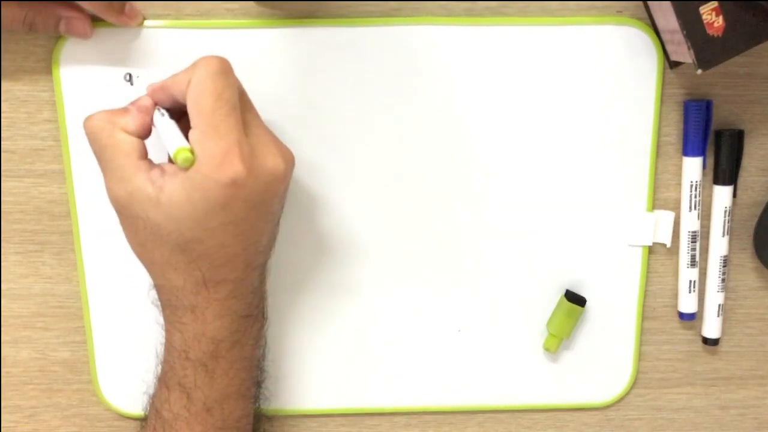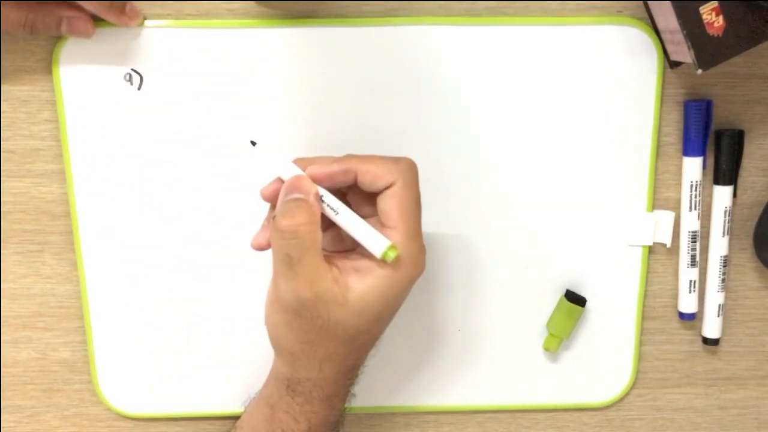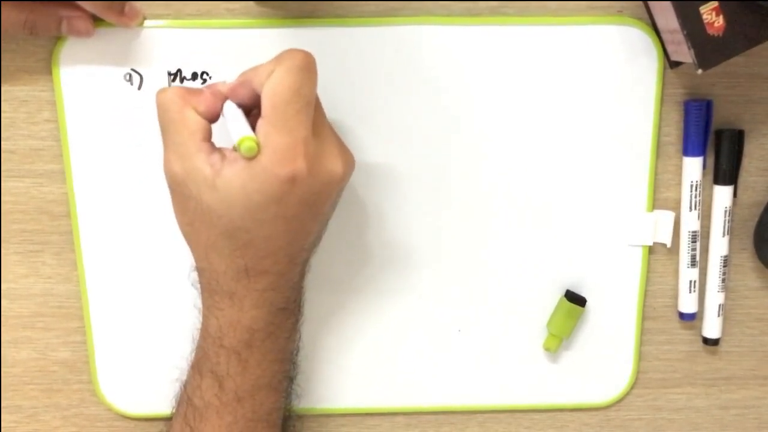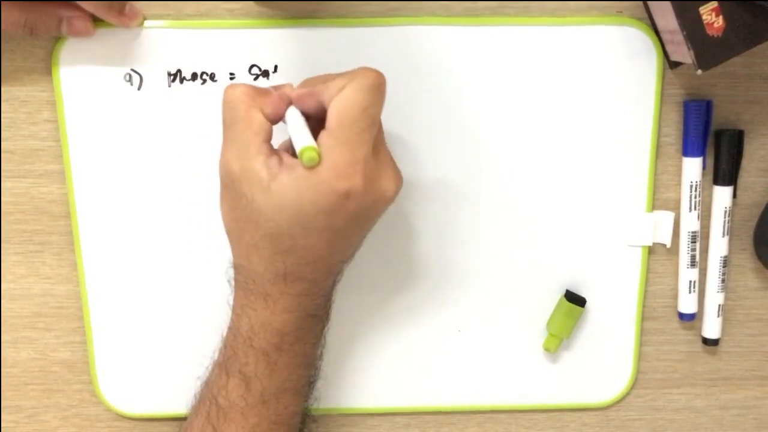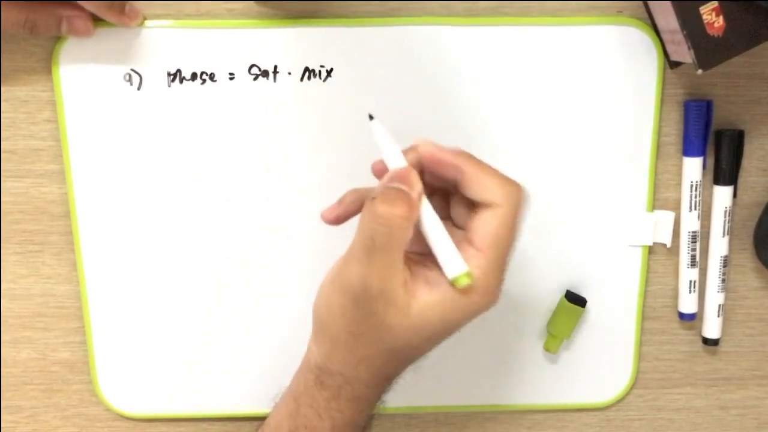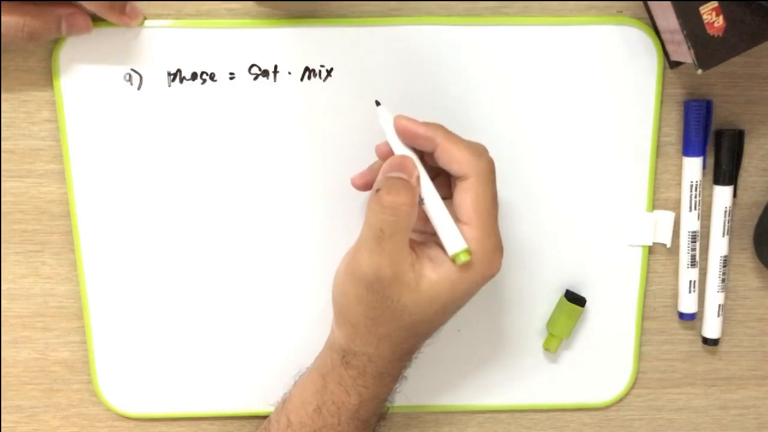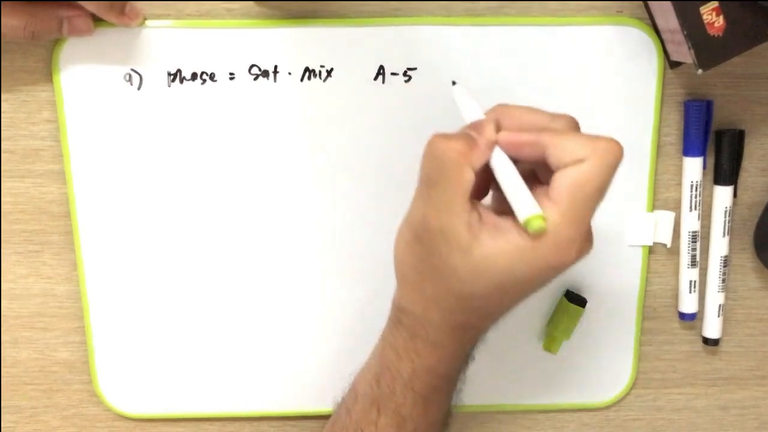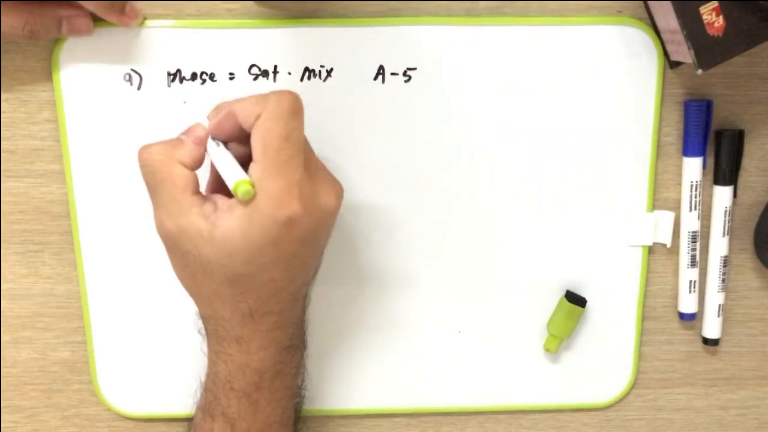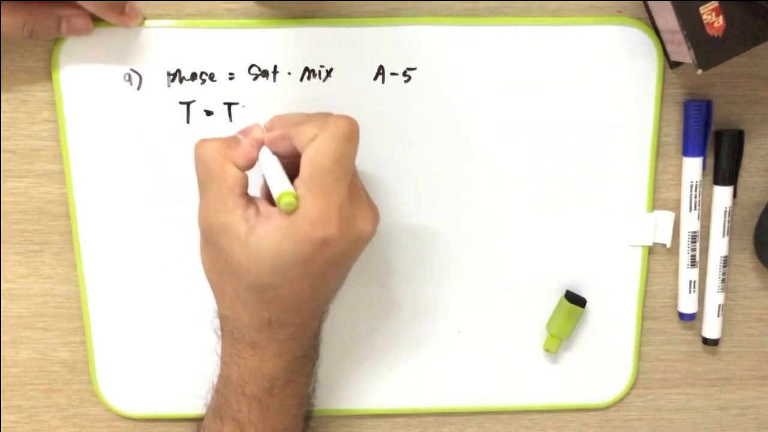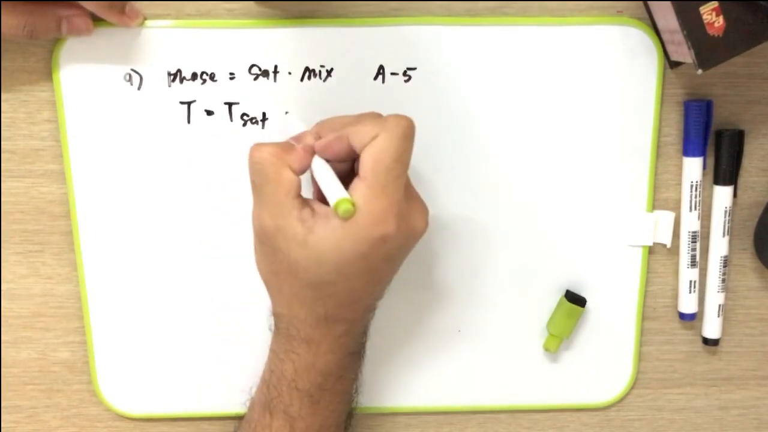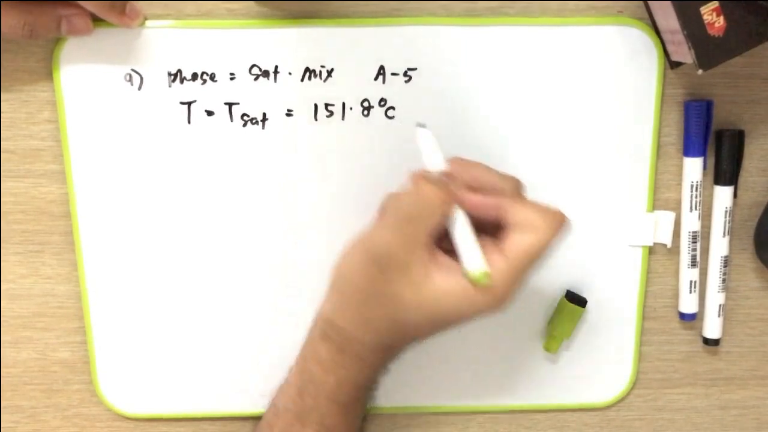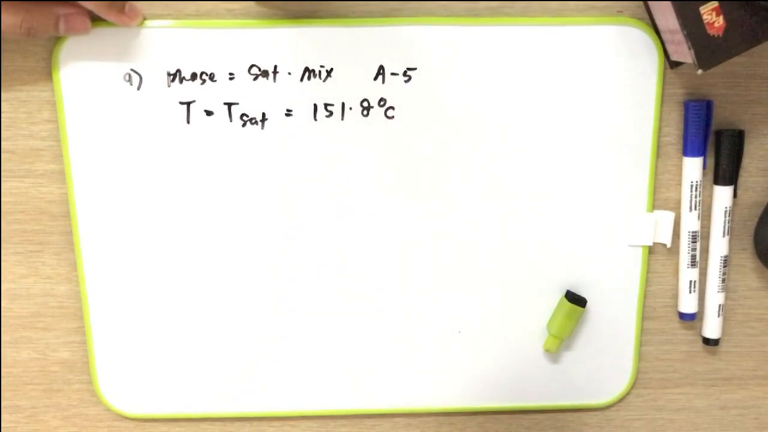So for question A, it is easy to determine the temperature of the mixture because of what? The phase is saturated mixture. So once it is a saturated mixture, we just find the temperature from table A5. Because this is saturated, we just take T is equal to T saturated, which is 151.8 degrees C. Okay, it is very easy.